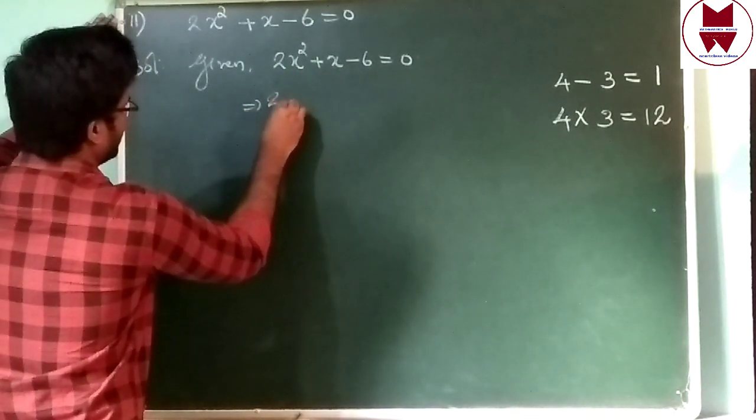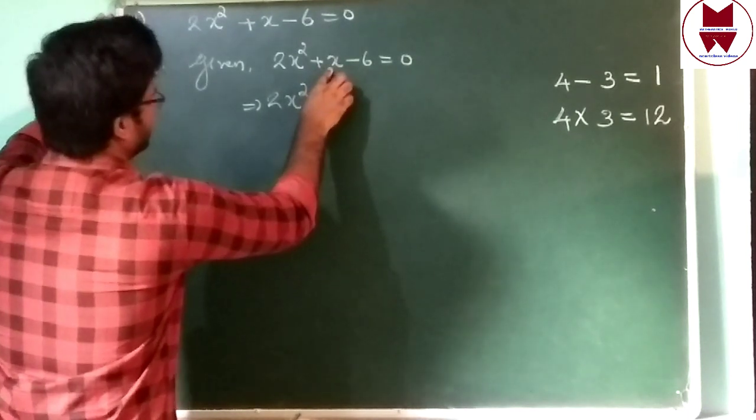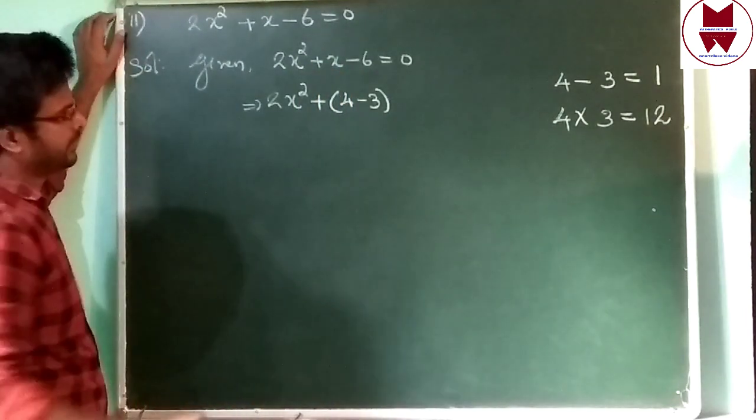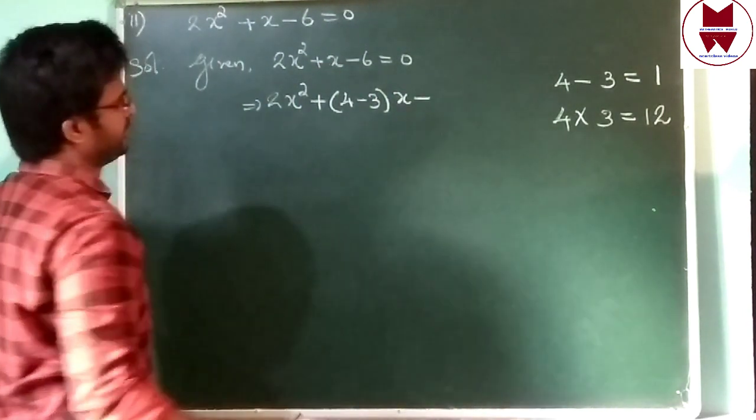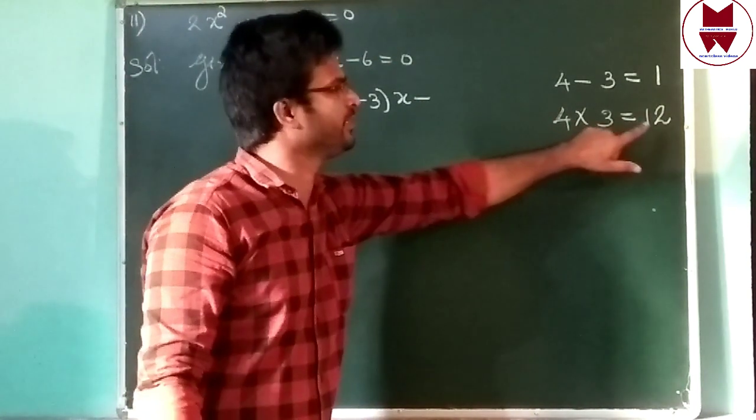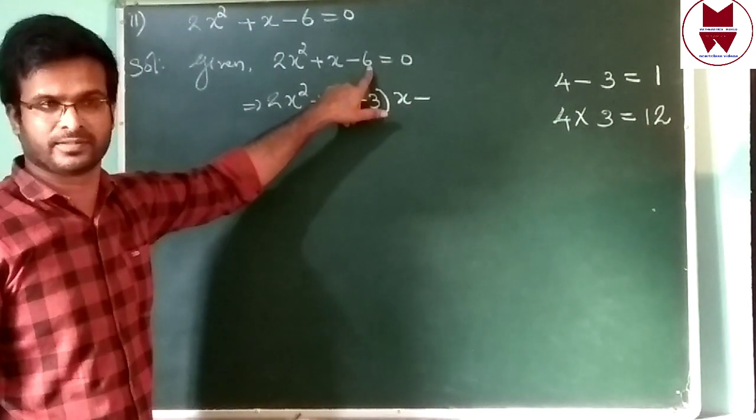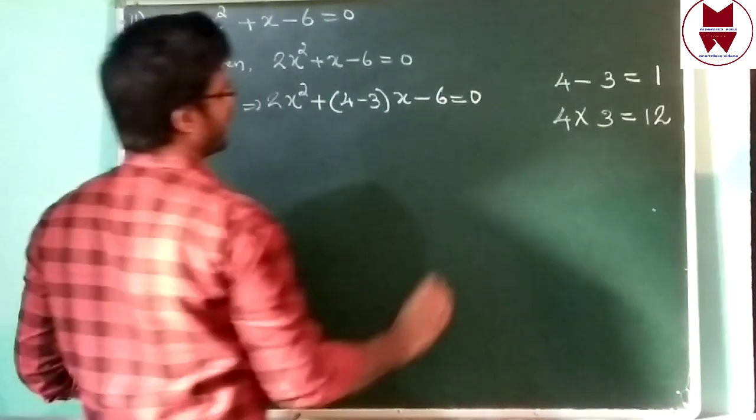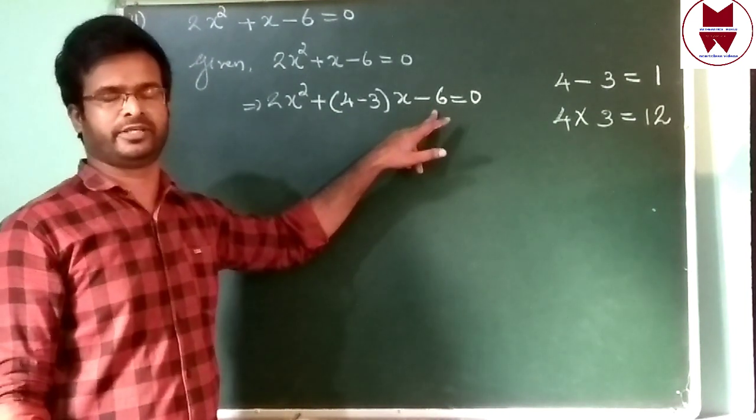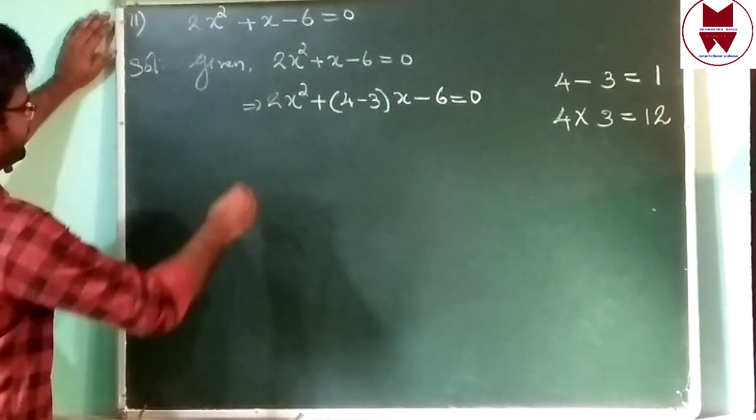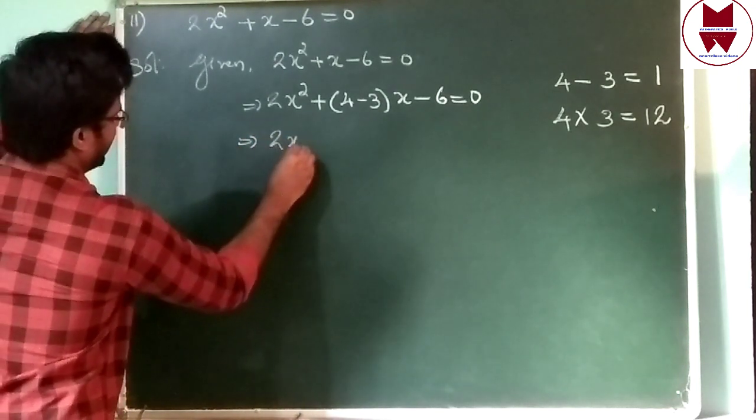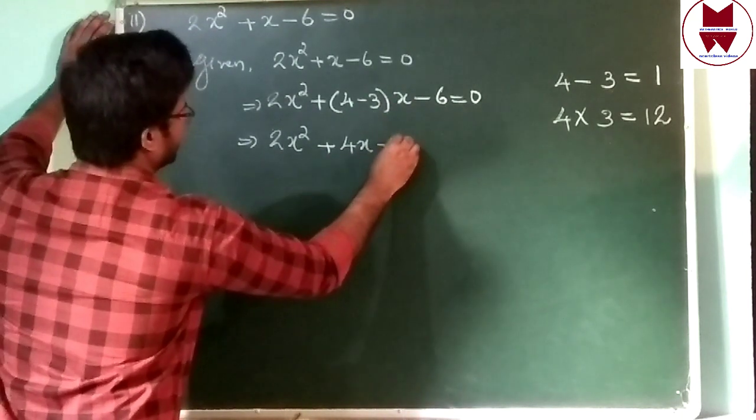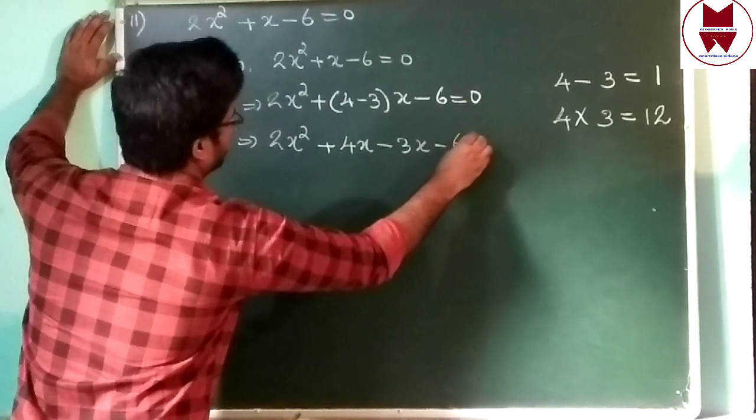You can write 2x square plus this 1, we can write 4 minus 3. In here 1 is the x, minus next. In here 4 into 3, 12 we have written. But which number is there? 6 only is there. That's why don't write anything, just write 6 equal to 0. Don't write in here 4 into 3. That is 12, not 6. Remove bracket. 2x square plus 4 into x, 4x minus 3 into x, 3x minus 6 equal to 0.